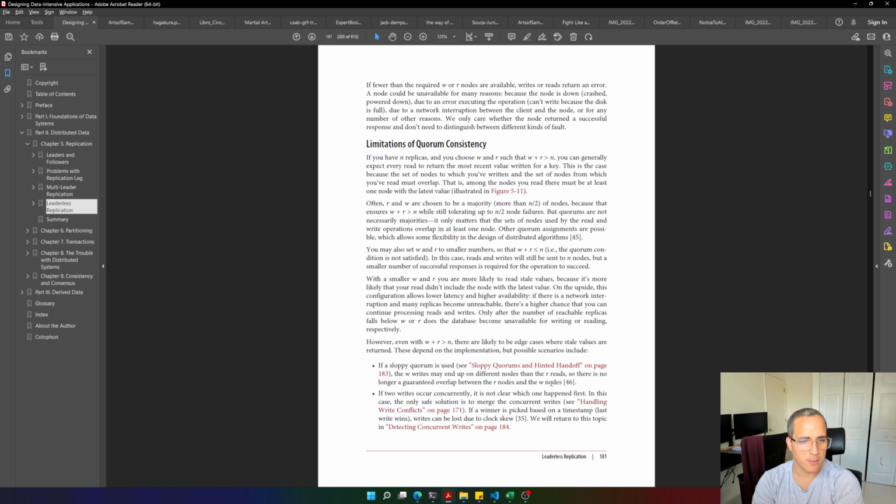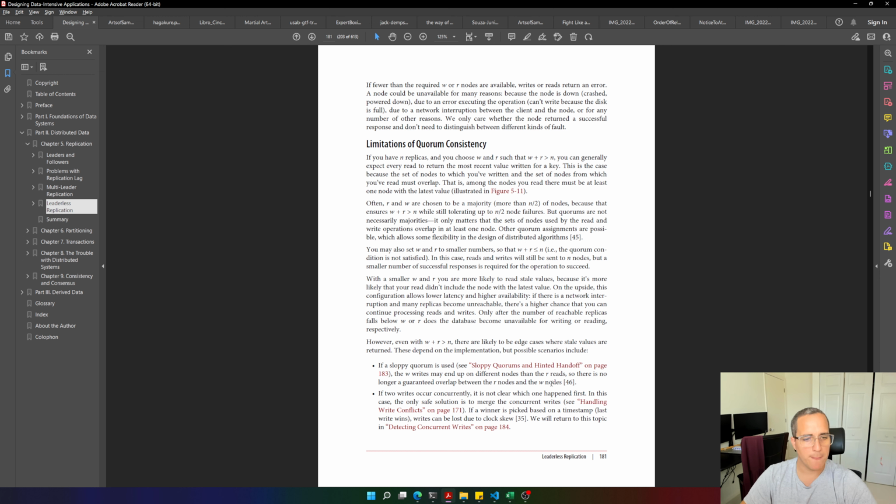This depends on the implementation, but possible scenarios include: if a sloppy quorum is used (see "Sloppy Quorums and Hinted Handoff" on page 183), the W writes may end up on different nodes than the R reads, so there is no longer a guaranteed overlap between the R nodes and the W nodes. If two writes occur concurrently, it's not clear which one happened first. In this case, the only safe solution is to merge the concurrent writes. See "Handling Write Conflicts" on page 175.